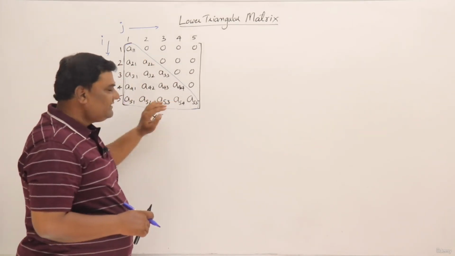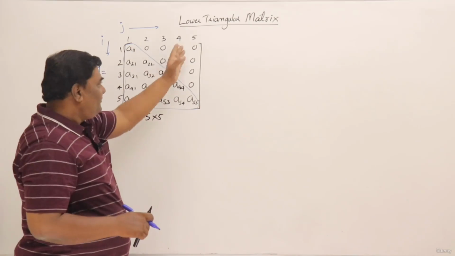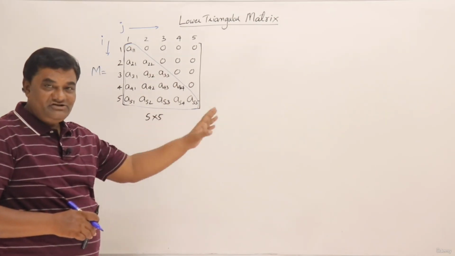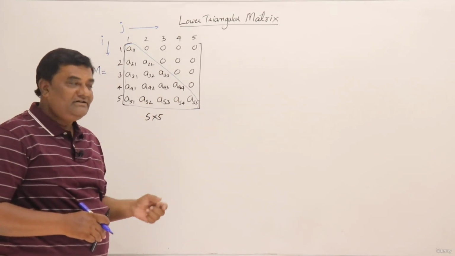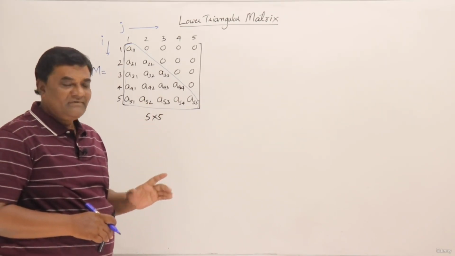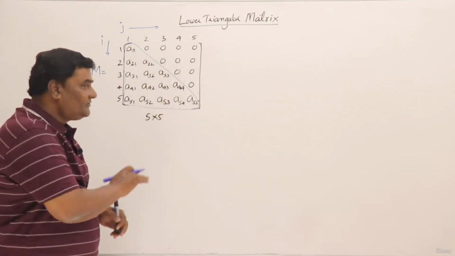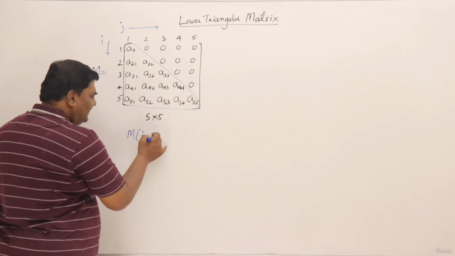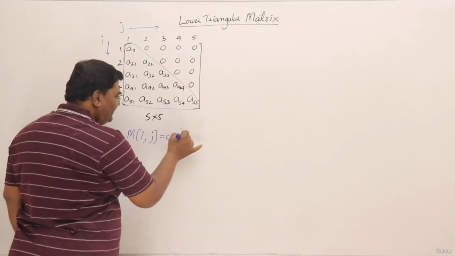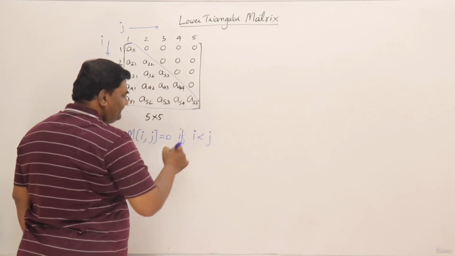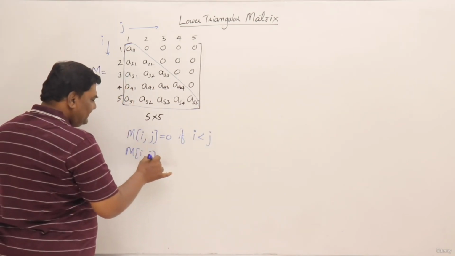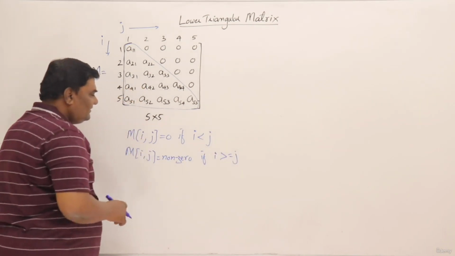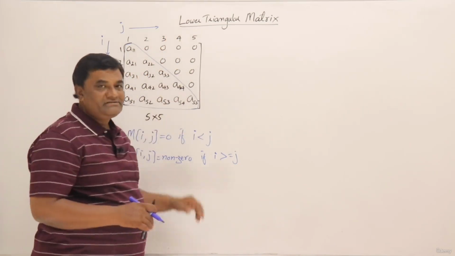So for non-zero elements, I value is always greater or equal. Then what about zero elements? I value is smaller. So it means if I value is less than J, that is, row number is less than column number, then the element must be 0. These must be 0. So we can define a lower triangular matrix as M of I comma J is 0 if I is less than J, and M of I comma J is non-zero if I is greater than or equal to J. So these elements are non-zero and those must be 0.